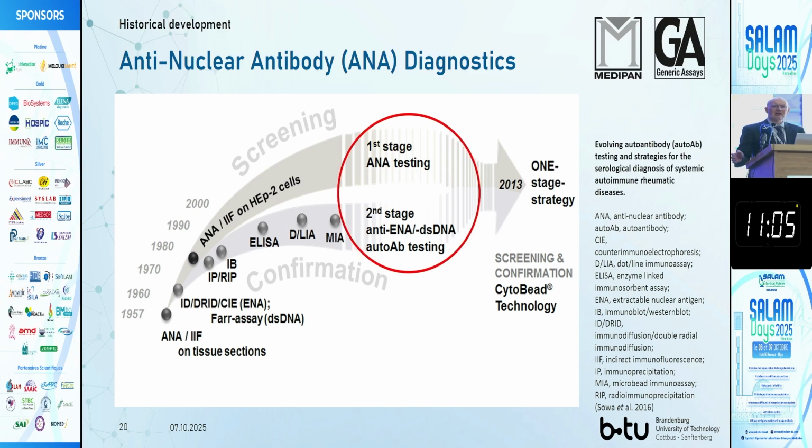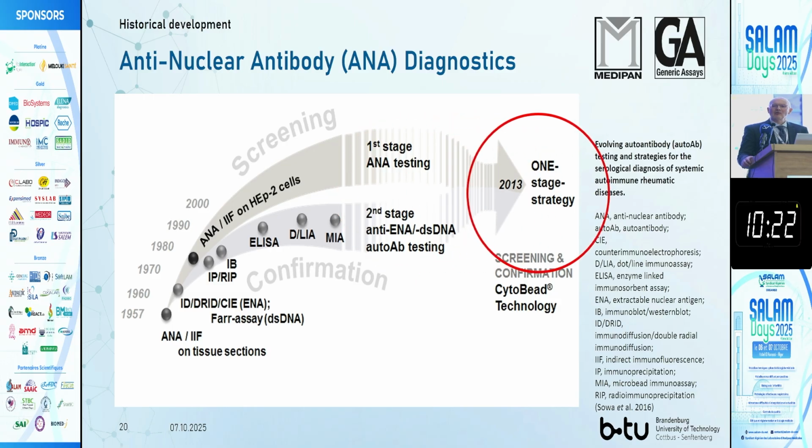At the end of the day, and that is in accordance with the guidelines, we have this two-tier approach. The first stage is ANA testing, recommended by indirect immunofluorescence, because this is the most sensitive method for the detection of anti-nuclear antibodies. And then there is a second stage that is required. You need to confirm positive ANA results, and that can be done by any method available. You name them: line immunoassay, chemiluminescence, or multiplex methods like microbead-based assays.